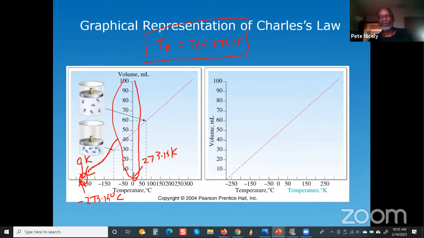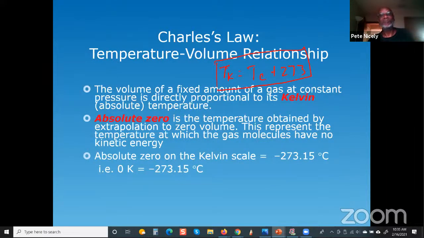Now, let me go back to Charles' law here, because I just remembered I should mention something about Charles' law, which is very important. Charles' law will only work if the amount of gas is fixed and if the pressure is constant. So constant pressure, right? Those two things are necessary for Charles' law to work. And we can represent Charles' law mathematically as V1 over T1 is equal to V2 over T2, all right?